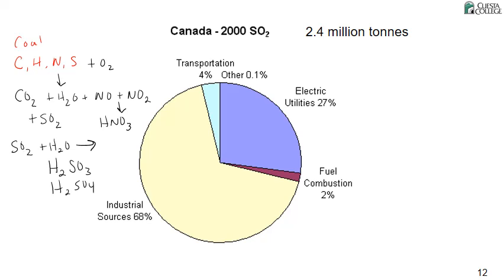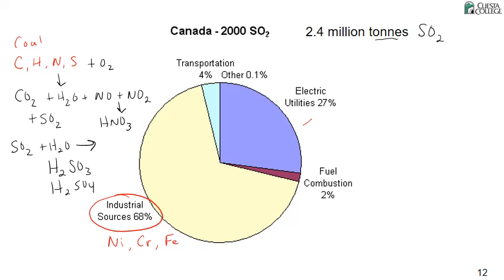So, let's look at this little pie chart about Canada. In the year 2000, Canada belched out 2.4 million tons of SO2. Besides being highly polluting, they can't even spell tons right. Where did that SO2 come from? It came largely, 2/3, from industrial sources, making things in polluting factories, making things like nickel, chromium, and iron for steel.